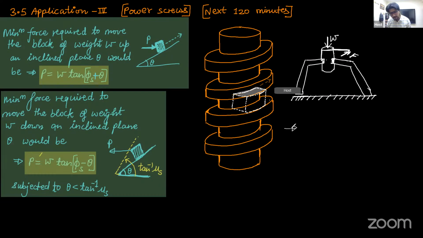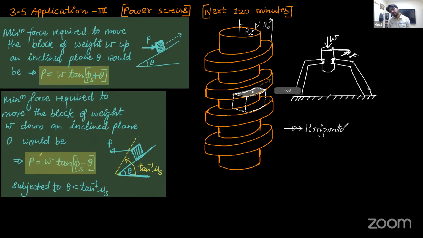Horizontal force needed at mean radius of the screw. There is inner radius, inner diameter, and there is outer radius. And we assume that everything is happening at mean radius. And we already know the horizontal force needed at mean radius of the screw.